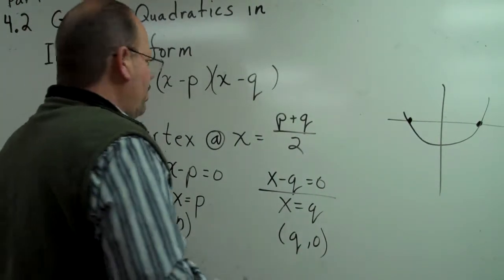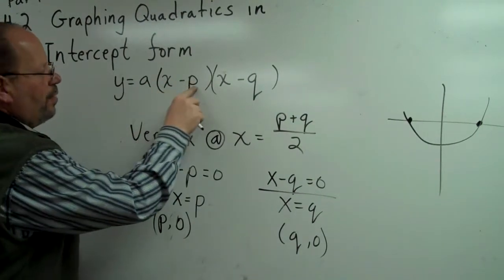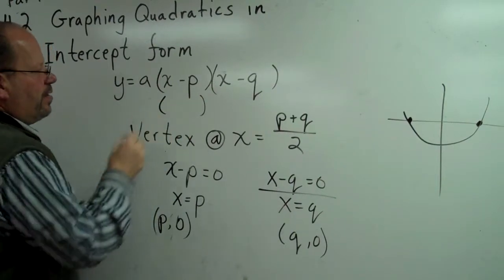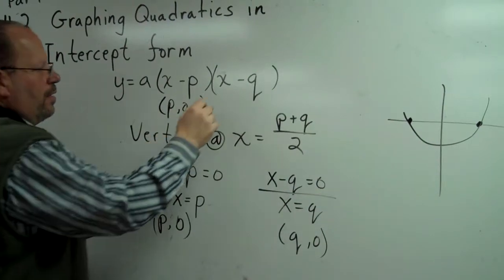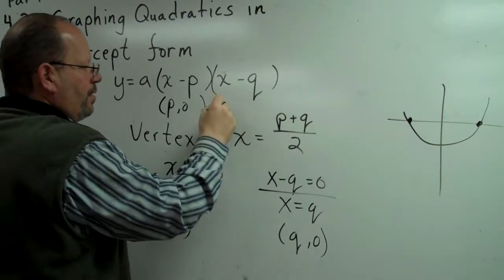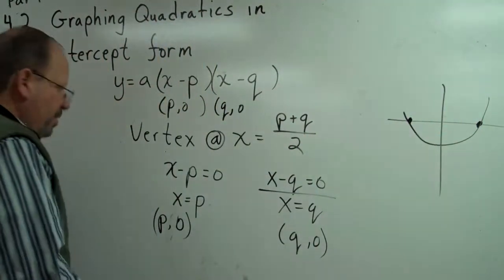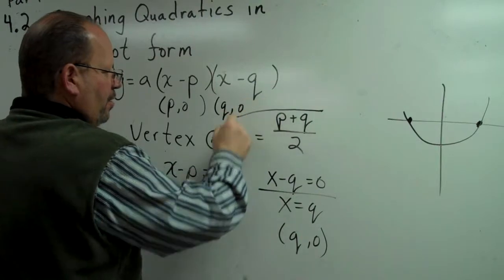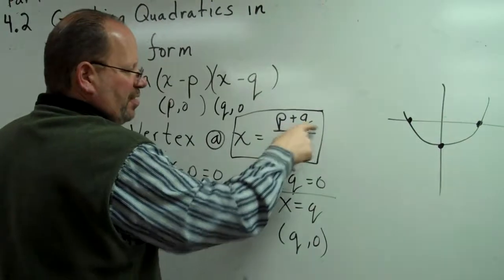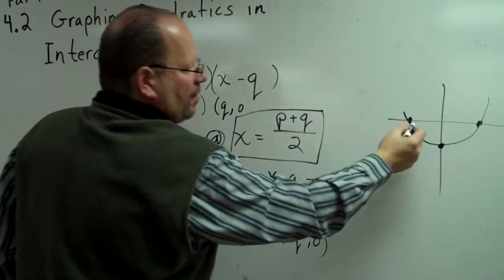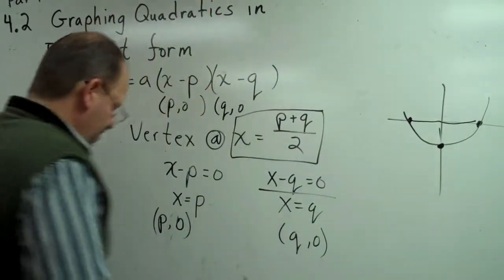Okay, let's look a little bit closer. Right here, p is going to tell us one of those points. So this is going to be the point p comma 0. Q is going to tell us this other point. This will be the point q comma 0. So we get these 2 points, and then our vertex will be somewhere dead center of those. P plus q divided in half. This distance plus this distance divided in half, and that will tell us where our vertex is.